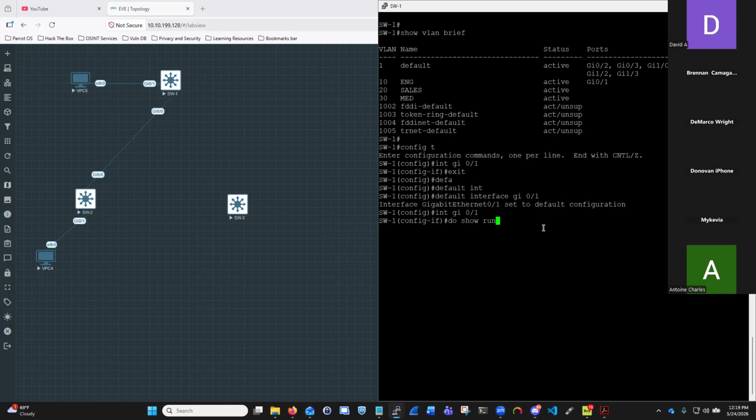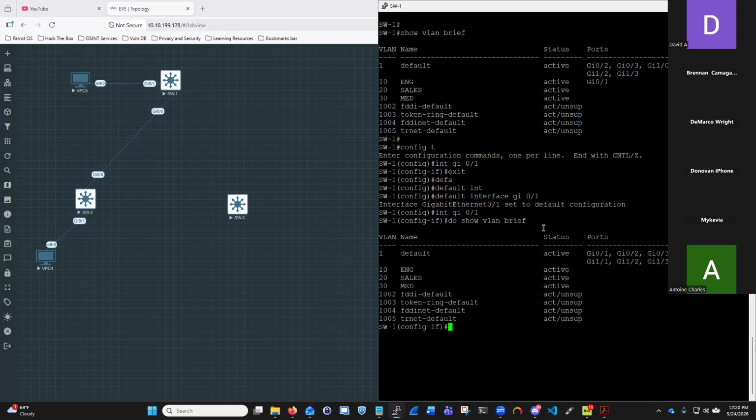So let's do a show VLAN brief, and I have to put do in front of it since I'm in global configuration mode. Excellent. All right, so this is back in the default VLAN. We want it in the sales VLAN. Let's go ahead and do that.